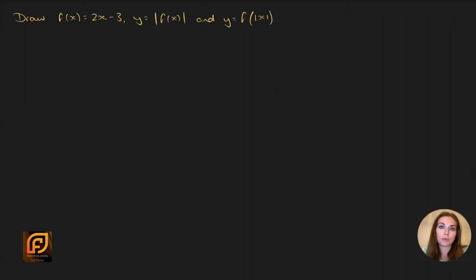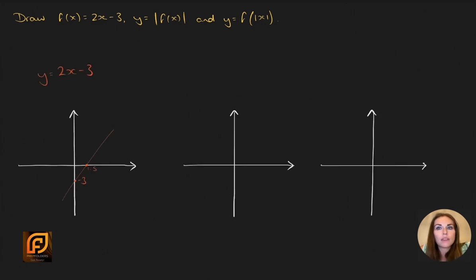Let's do some examples. Draw y equals f of x equals 2x minus 3, y equals the absolute value of f of x, and y equals f of the absolute value of x. Here is the graph of y equals 2x minus 3. Now we define y equals f of the absolute value of x as f of x if x is greater than or equal to 0, and f of minus x if x is less than 0.